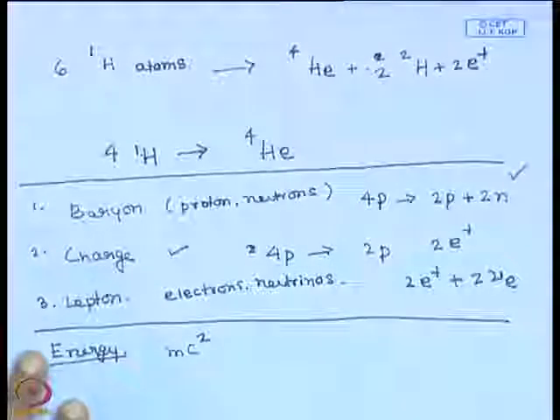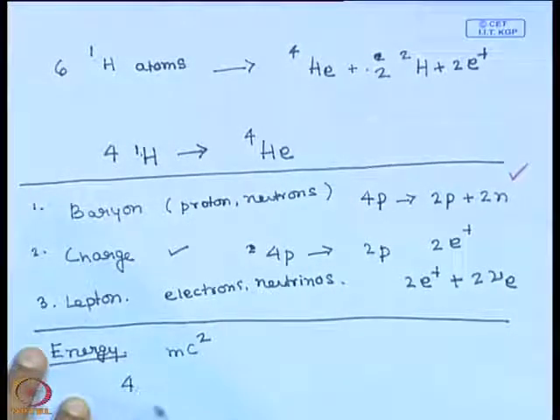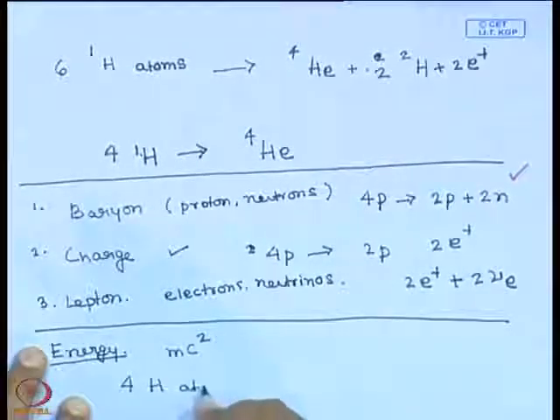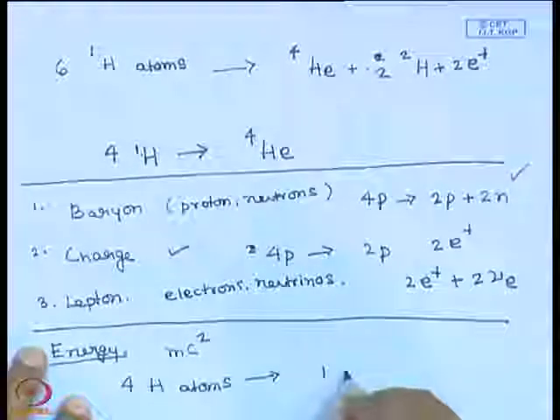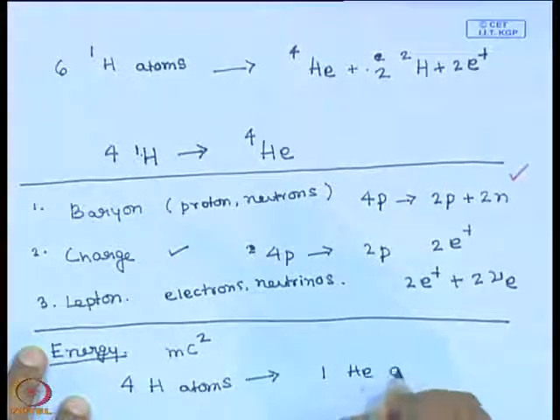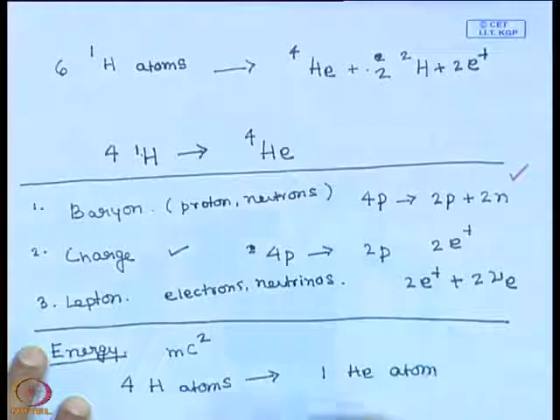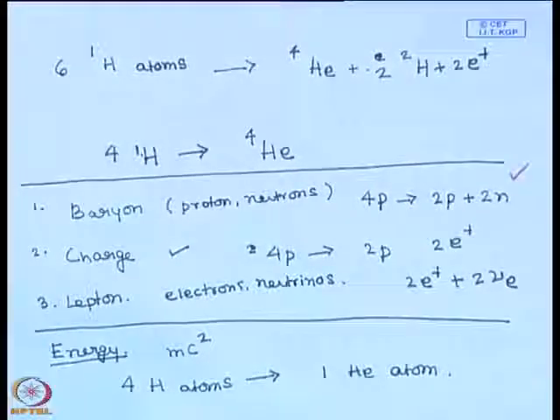And in this process, one has to also be a little careful and take the electrons into account. So essentially, one has to look at the energy difference between four hydrogen atoms and the end product, which is one helium atom. That is the energy which is released in this process.